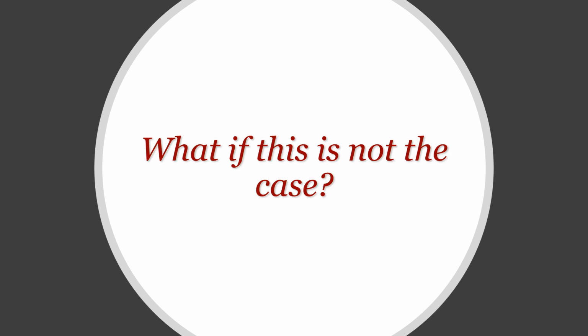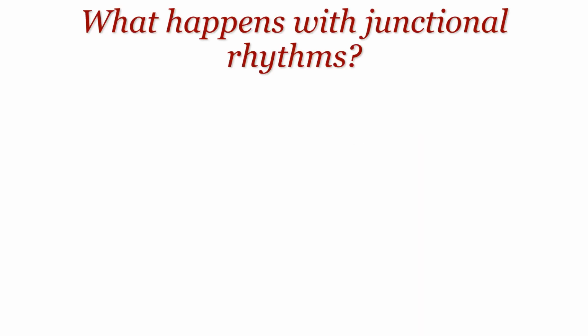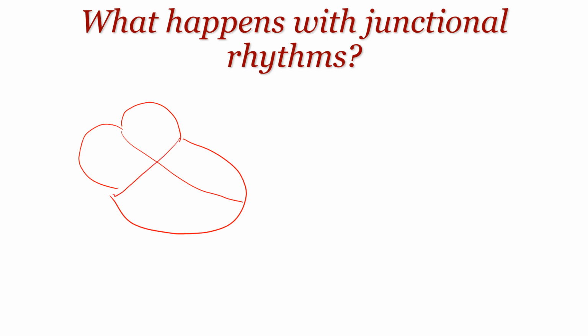So, what if this is not the case? What if it is not normal sinus rhythm? Let's quickly revisit what we talked about when we discussed the junctional rhythm. So we said the following. If this is our heart, again, four chambers, the SA node is here in the right atrium, the AV node is here in the right atrium, then we've got the bundle of His and the left and right bundle branches.